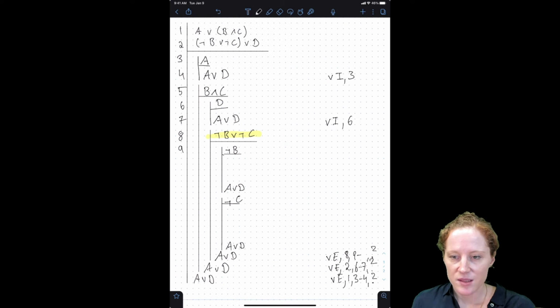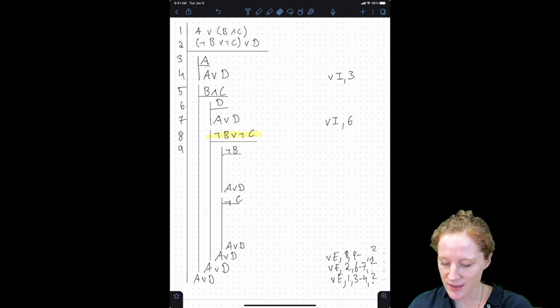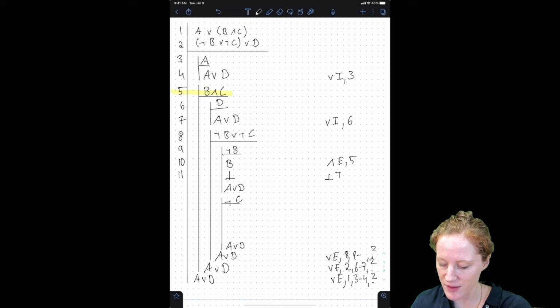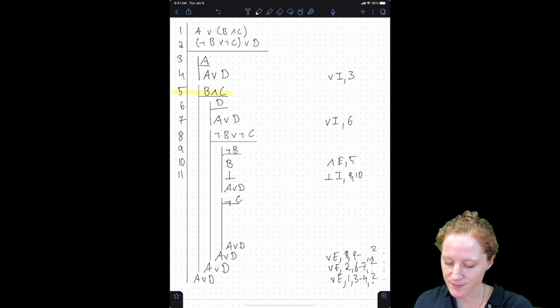Okay, so how can we complete these two subproofs? The first subproof starts with the assumption that not B, and I see that I have the conjunction B and C in line 5. So I'm gonna go ahead and apply conjunction elimination to line 5 to derive B. And then I can infer bottom since I have a contradiction in lines 9 and 10. And I'm gonna justify this inference by citing bottom introduction applied to lines 9 and 10. And then I can infer A or D and cite explosion applied to line 11. So that's my first subproof.